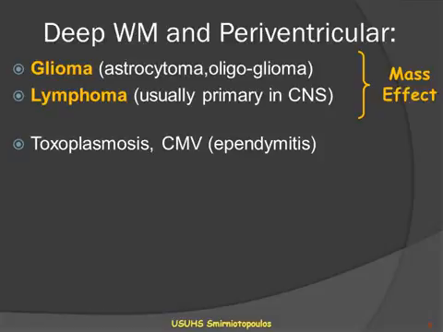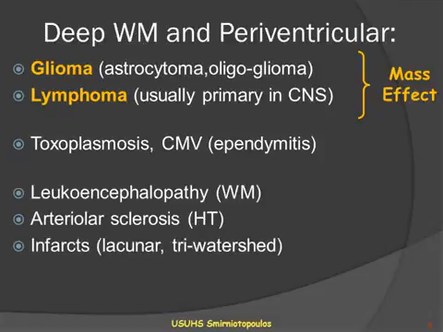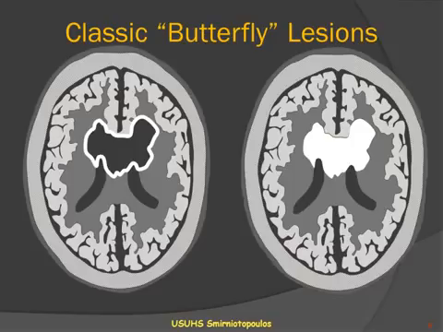Toxoplasmosis and CMV may involve the ependymal lining of the ventricle and the periventricular area, and various types of white matter disease or leukoencephalopathy, small vessel disease or arteriolar sclerosis, and infarcts that may be the result of hypertensive vascular disease may also involve the periventricular region and the corpus callosum. However, these lesions classically are associated with volume loss. Of course, these small vessels affected by hypertension may produce hemorrhage in a similar location.